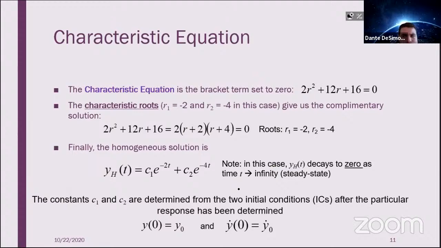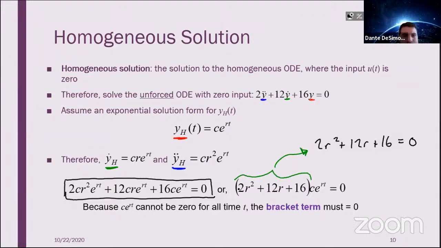Sorry, can you go back? Why isn't there an r above the last bullet point in that expression? The center of the screen equation, y sub h of t equals c e to the rt. Why is there no r there? Because that's the original solution. If I take the derivative of this, the r comes down. If I take the derivative of this, the r comes down again. Okay, gotcha.